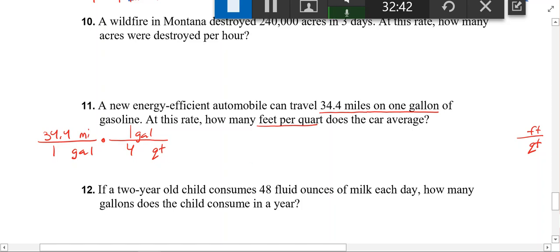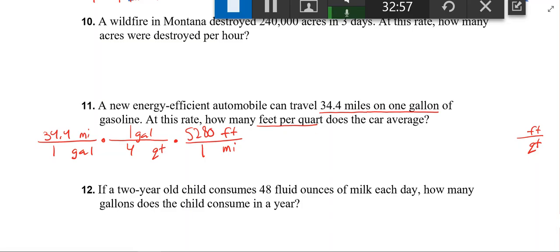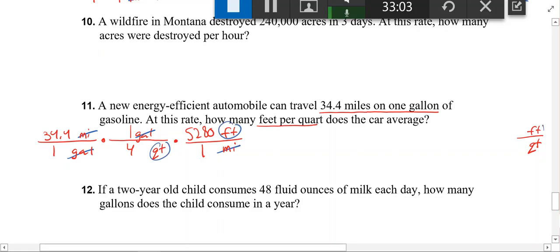But now we got to change miles into feet. Well, that's not so bad either. We can go directly from miles to feet if we have it memorized, or you can go back at the top. I have it memorized. In 1 mile, there are 5,280 feet. Now let's check to see if we got everything here. Gallons are out, miles are out, and what's left over? Feet and quarts, and that's exactly what we want. So it was a lot faster than I thought it would be.